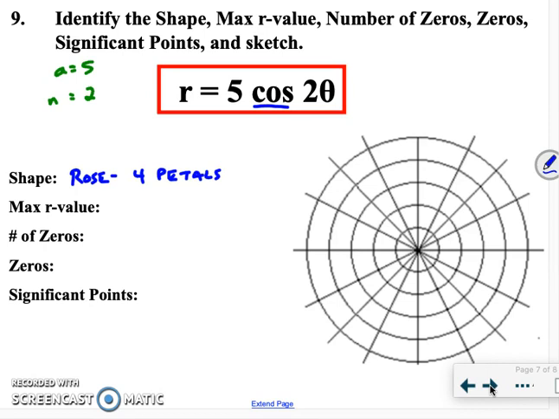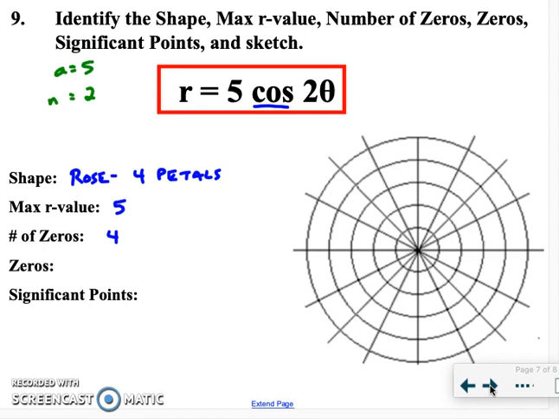All right, the max R value is basically just restating what A is equivalent to, so 5. The number of zeros, again, we said that for a cosine curve the number of petals is equivalent to the number of zeros, so we should have 4 petals. Again, when we actually draw our sketch, we should prove that that's still going to be the case.